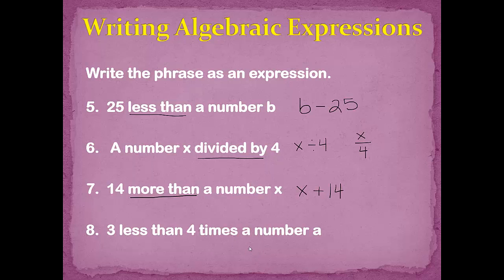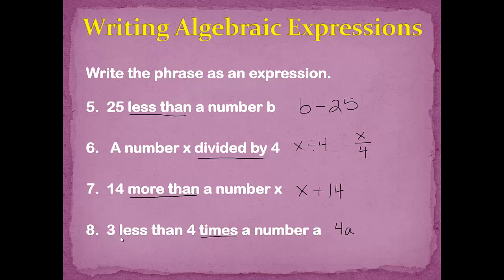We've got two things in this problem. We've got 4 times the number a, and then we have 3 less than 4 times the number a. So we want to start with 4 times the number a. Times is going to be multiplication. So we have 4 times a. When we have a number and a variable and its multiplication, we can put the number and the variable right next to each other. So 4a is the same thing as saying 4 times a.